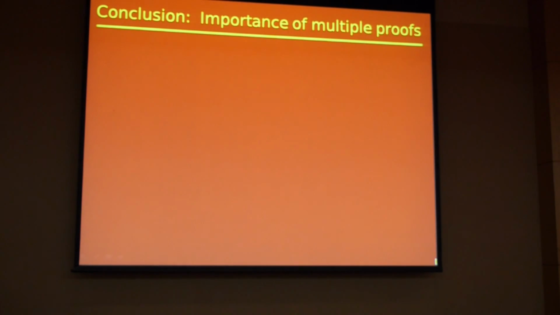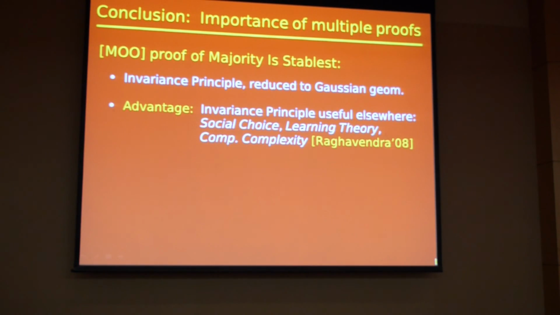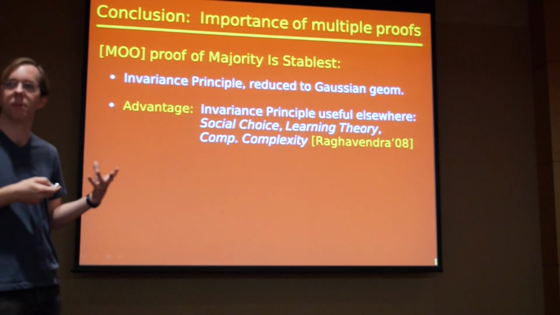Okay, so this is my last slide, and it's about the importance of multiple proofs. So now there are 2 proofs of the Majority Is Stablest theorem. The first one, the original one by Mossel, O'Donnell and Oleszkiewicz, used the invariance principle to reduce the problem to something about Gaussian geometry. One advantage of this proof is that the tools, the invariance principle for example, are useful elsewhere in social choice, learning theory, and other areas of computational complexity. And in particular, so far as we know, you need this whole invariance principle approach to get the Raghavendra theory of optimal approximation algorithms for all constraint satisfaction problems.